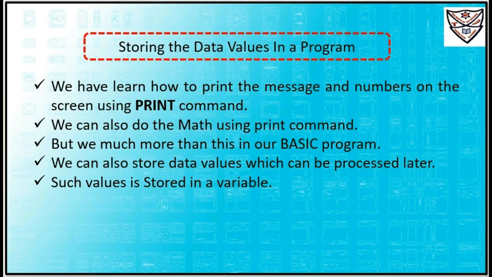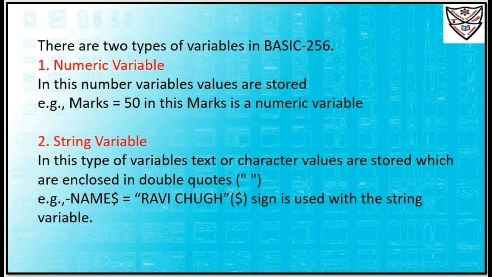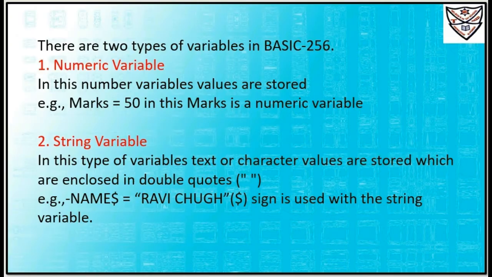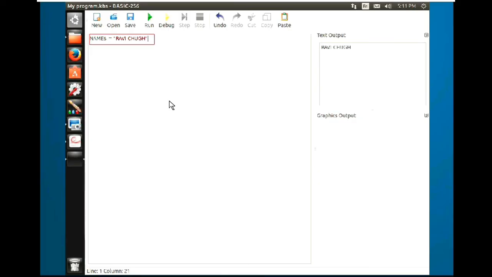There are two types of variables in BASIC 256. First, the numeric variable. In this, numeric values are stored. Example, marks equals 50, and this marks is a numeric variable. Second, the string variable. In this type of variable, text or character values are stored, which are enclosed in double quotes. Example, name$ equals "Ravi Chang". The dollar sign is used with string variables.